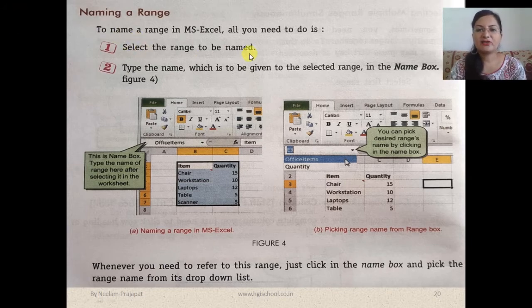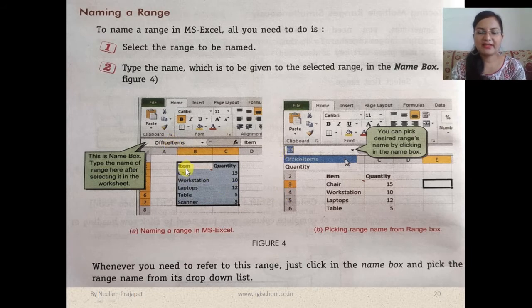Select the range to be named. So what we have to do is select the range. Like this is the first range, select it. And this is the name box. I told you earlier, this is the formula bar and this is the name box. These are column names, these are row numbers. You have to select the range, and then after that you have to type the name here. Got it? In the name box.